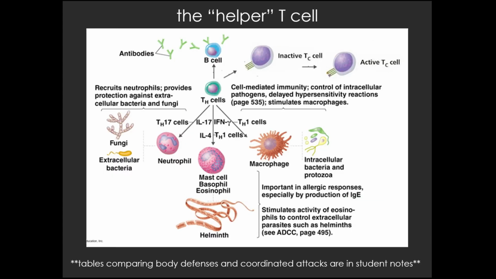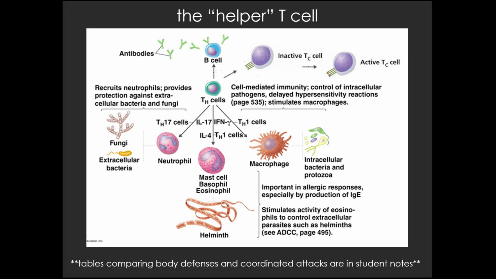And the helper T cell coordinates not just the humoral and the cell-mediated branches of the immune system, right? It also coordinates and interacts with the innate defenses, right? So you see here your helper T cell activates B cells, activates cytotoxic T cells, activates neutrophils and basophils and eosinophils and mast cells and macrophages and all of those things which are part of the non-specific innate defenses.